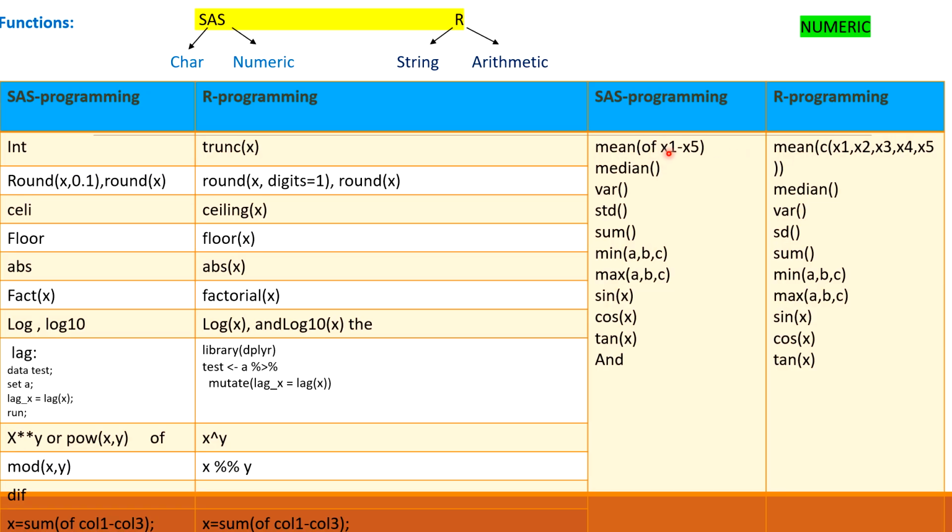Here we wrote mean of x1 to x5, but in R you need to mention c of x1, x2, x3, x5. To get the median value, we'll use median of. In the same way, R programming is almost similar, only small changes. For standard deviation, we use STD in SAS, but in R it is SD. Min, max, sin, cos are almost similar, right?